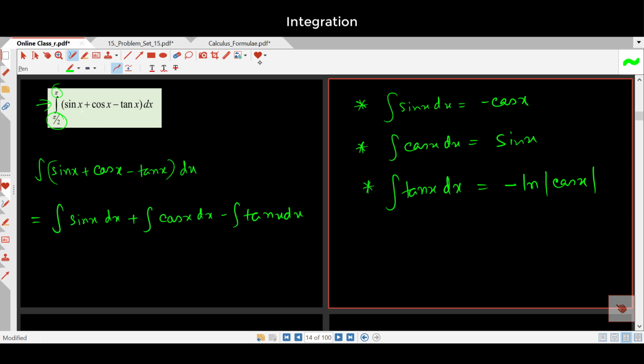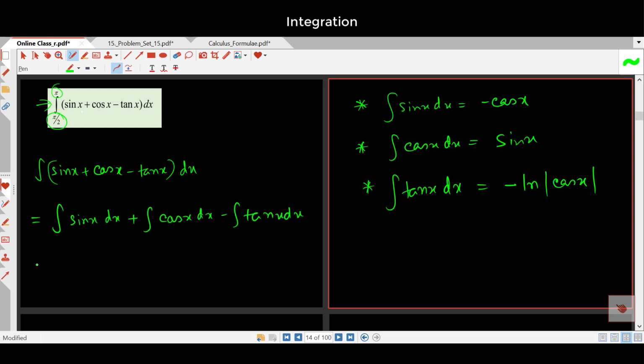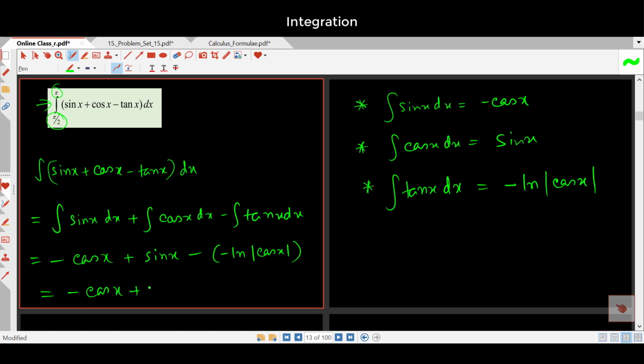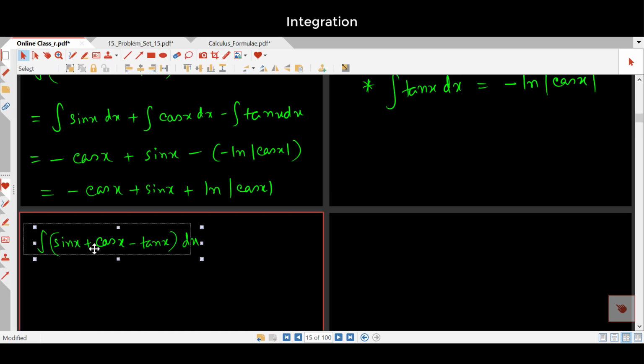So here we are using the modulus sign because whenever you are going with a log function, then absolute value will come. Have a look, wherever you have logarithm, you can use absolute value. So our result will be: integration of sine x is minus cosine x. Integration of cosine x is sine x. Just we are applying the formula. Integration of tan x is minus log cosine x. So the result is minus cosine x plus sine x plus log absolute value of cosine x. This is our antiderivative. That means the indefinite integral has been solved.